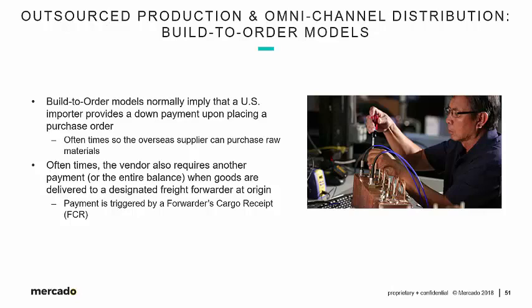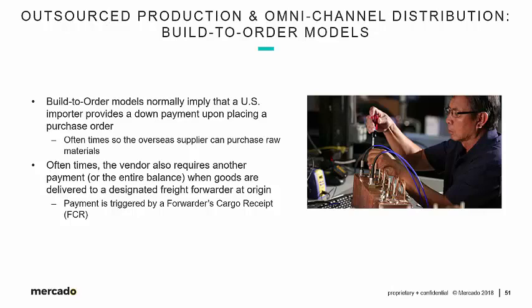In China, for example, it's not unusual for a vendor to ask for a 30% down payment when a purchase order is placed on them. Oftentimes, the reason they're asking for a down payment is so that the overseas supplier can go out and purchase raw materials. It's a build-to-order model. So not only is the vendor not going to have finished goods laying around, they're not going to have a lot of raw materials laying around either. The importer places an order, that's when the bell rings and the game begins.